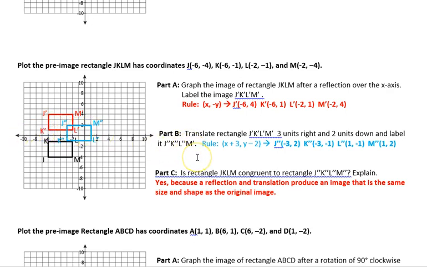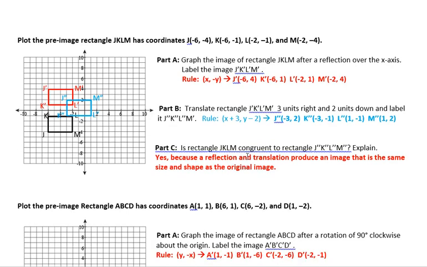Part B says translate the rectangle J'K'L'M' 3 units right and 2 units down. So we're going to take this red one and we're going to go 3 to the right and 2 down. And for every point we're going to add 3 to the x's and subtract 2 from the y's. So that's what I did here. I took my -6 and I added 3 to it. I took my 4 and I subtracted 2 from it. I'm going to do that with every point to get my J''K''L''M''.